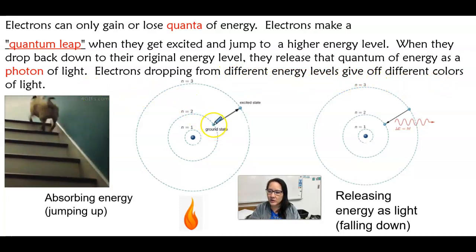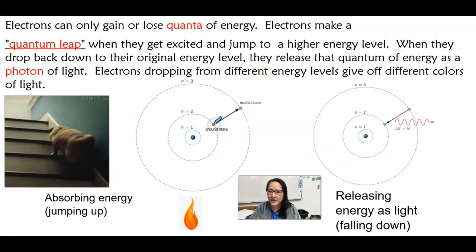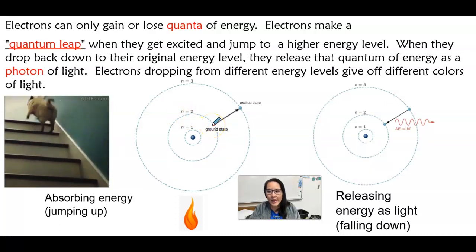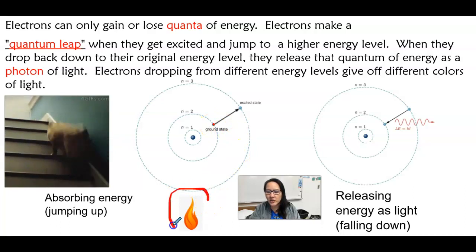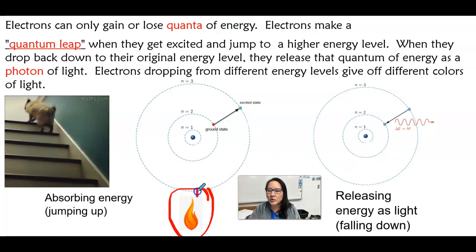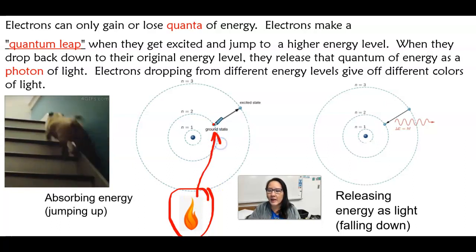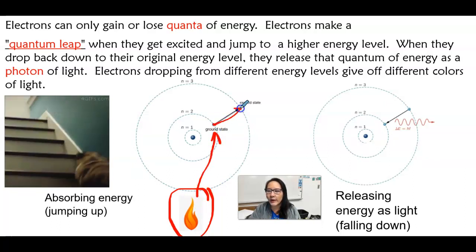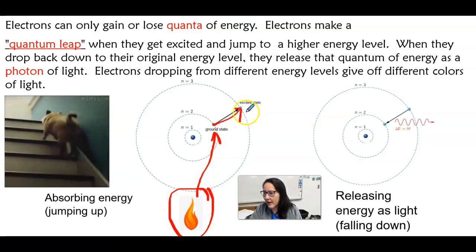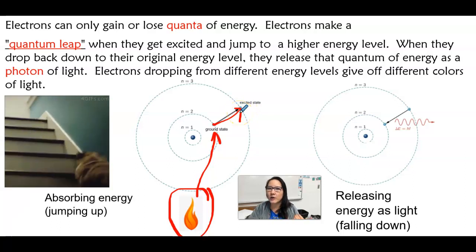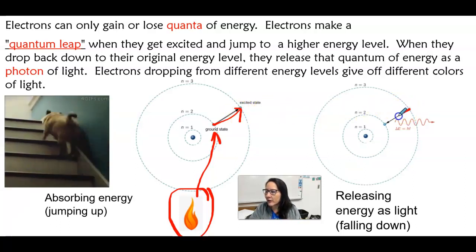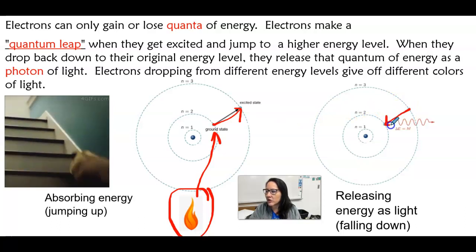So this electron is at a lower point, and that is considered its ground state at the energy level number 2. It has to absorb energy, like energy given off from heat, for example. And then when it absorbs that energy, it is able to jump to energy level 3, become excited, be at a higher energy state. And then at some point, what goes up must come down. So it's going to go back from energy level 3 down to energy level 2.